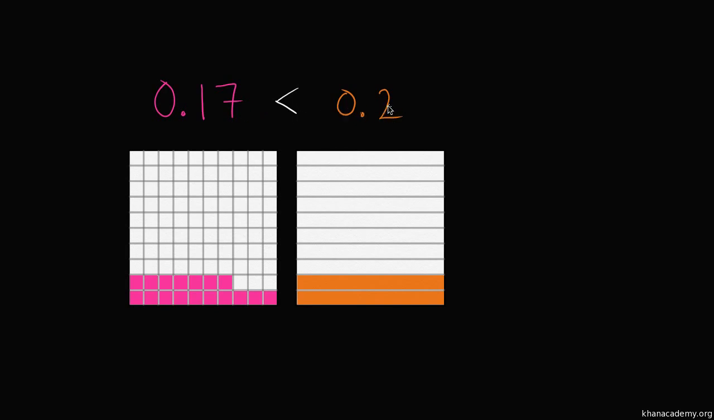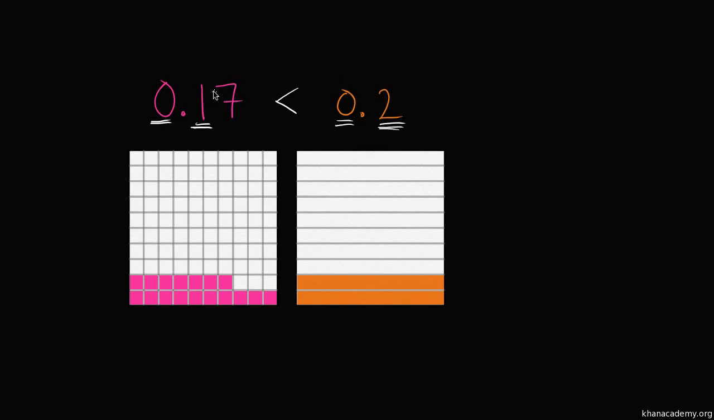Now, another way that we could have tackled this, even without having to draw all of this, is we could have just gone to the largest place value. So if you went to the ones place, you got, okay, we have 0 ones. We have 0 ones here. All right, so that doesn't help us. Then you go to the next largest. So then you go to the tenths place. Here you have 1/10. Here you have 2/10.